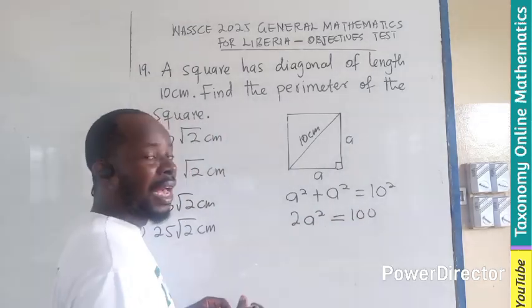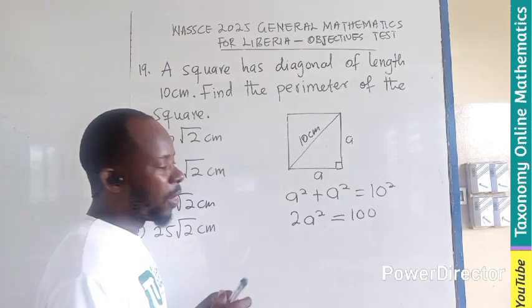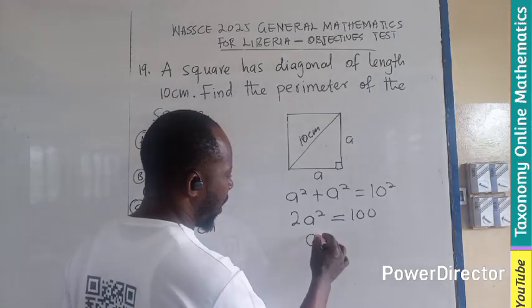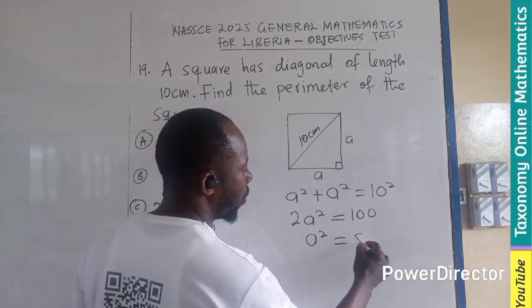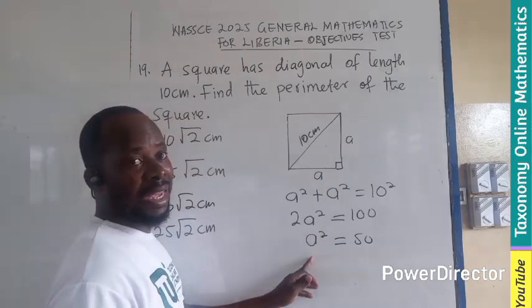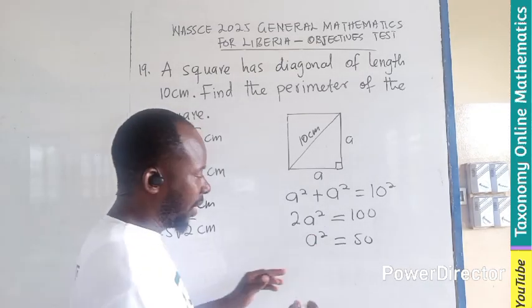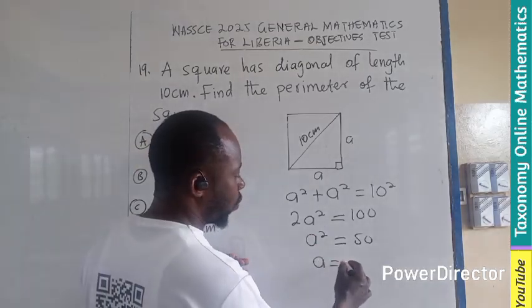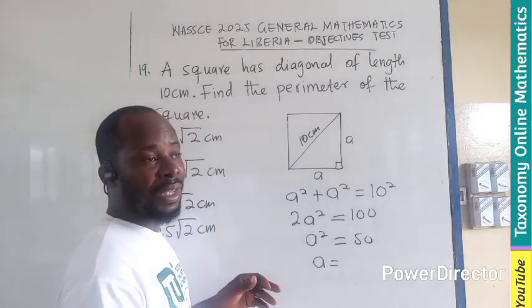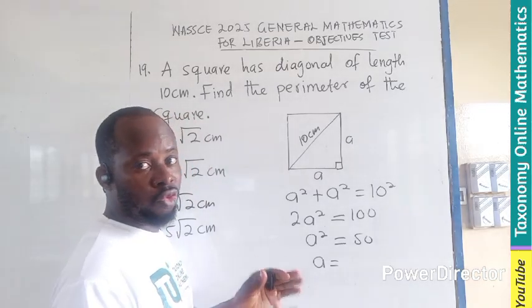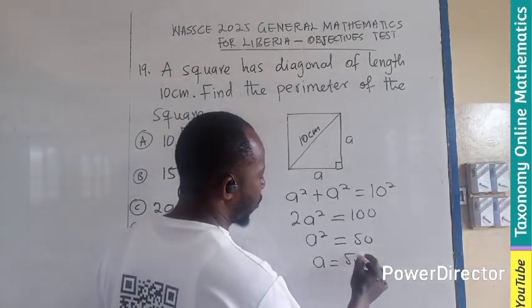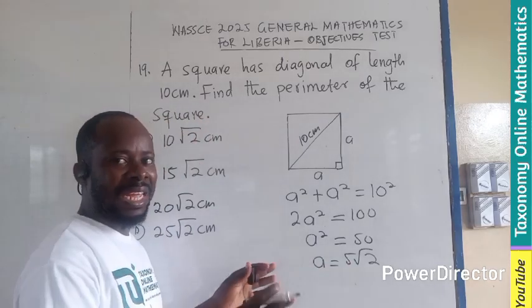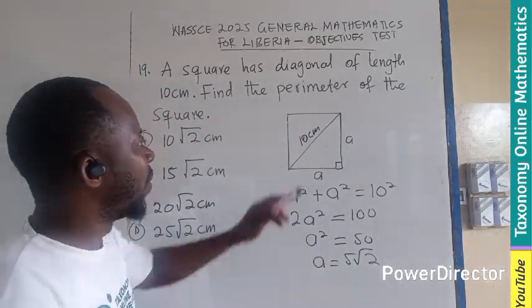If you divide both sides by 2, then you'll have a squared equals 50. Find the square root of both sides. Your a will be equal to the root of 50, which is 25 times 2. That will give you 5 root 2 as the length. Remember, we are looking for the perimeter.